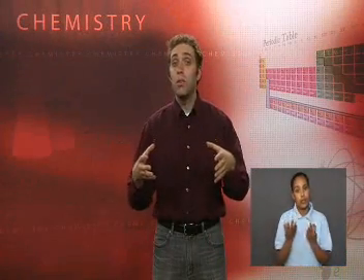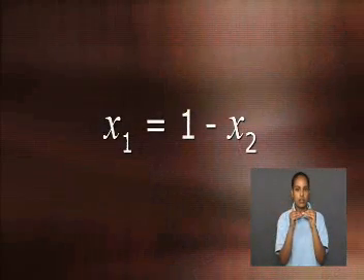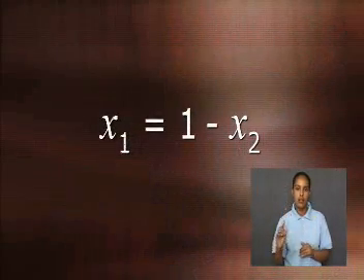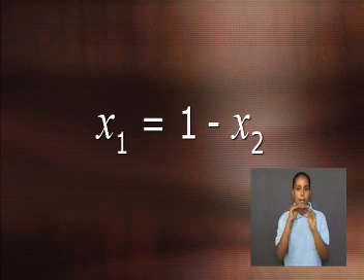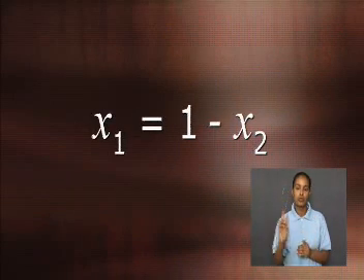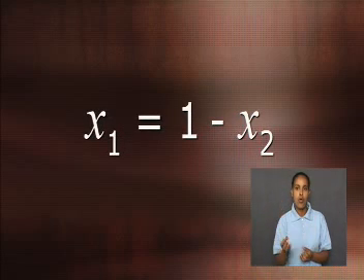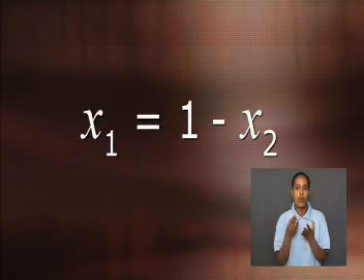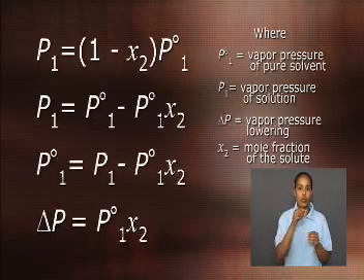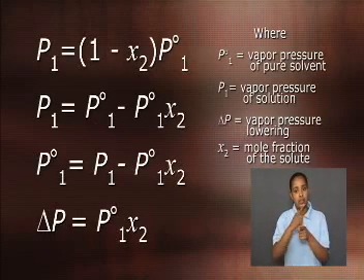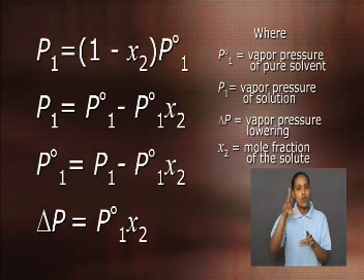If we have a solution that only contains one solute, it can be represented by the equation x1 equals 1 minus x2. In this equation, x2 is the mole fraction of the solute. If we insert this into the Raoult's law equation, we get this.